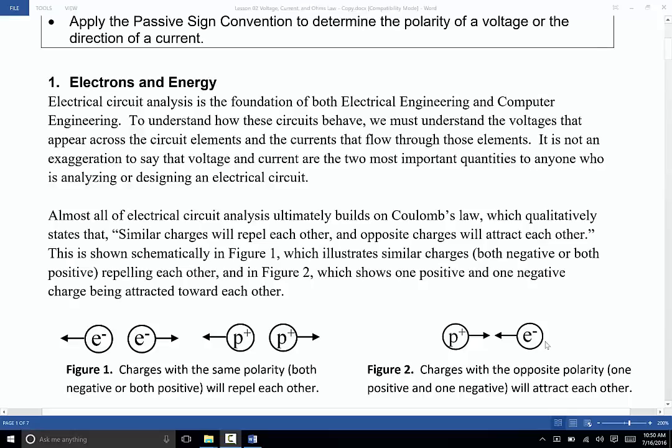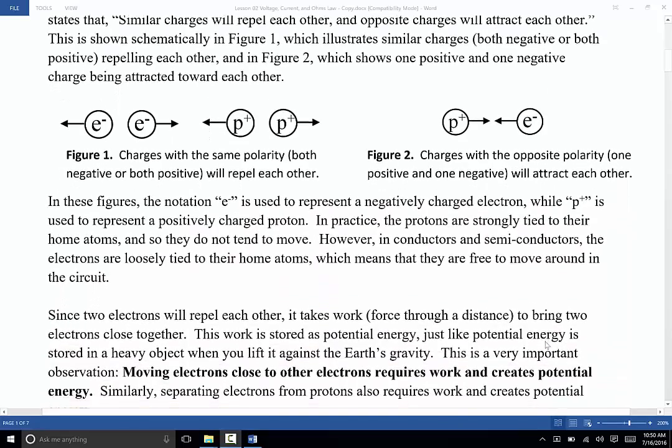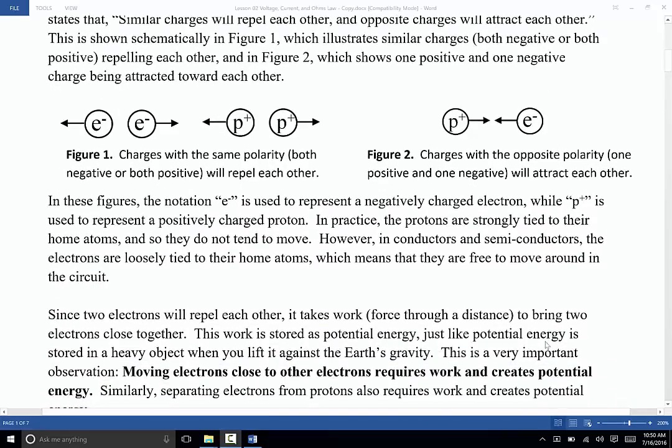In particular, figures 1 and 2 in this lesson really illustrate the most important principles behind the behavior of electrons and their forces. You can see in figure 1, two charges that have the same polarity are going to be repelled from each other. So two electrons will be repelled from each other, or two protons will be repelled from each other. But as you can see in figure 2, if there are two charges with opposite polarity, one positive, one negative, they'll tend to be attracted to each other.